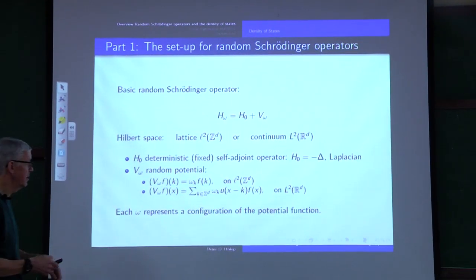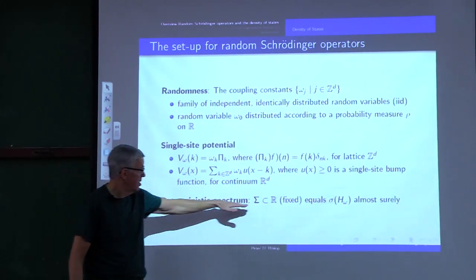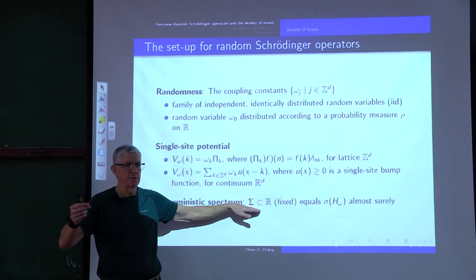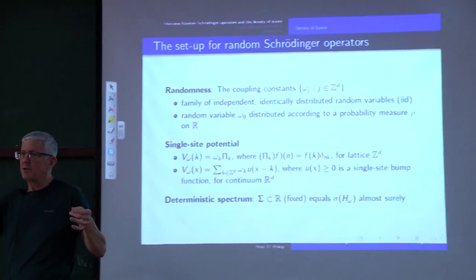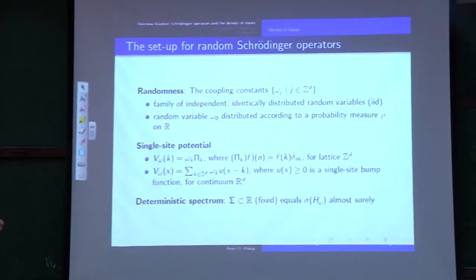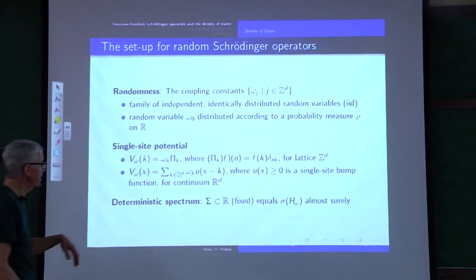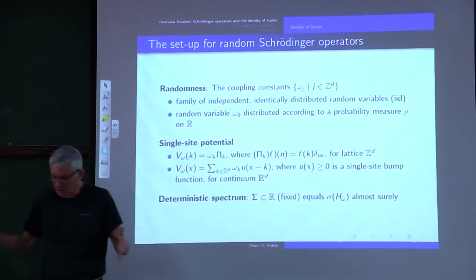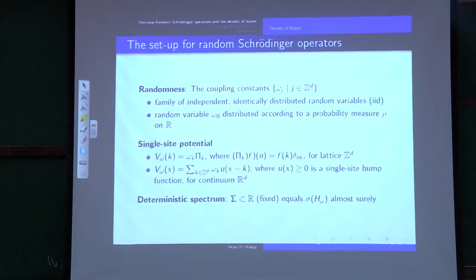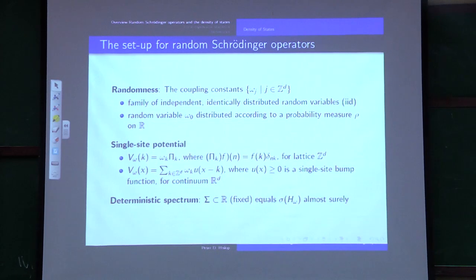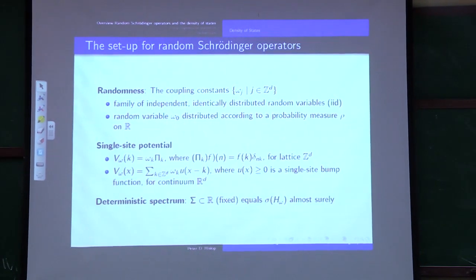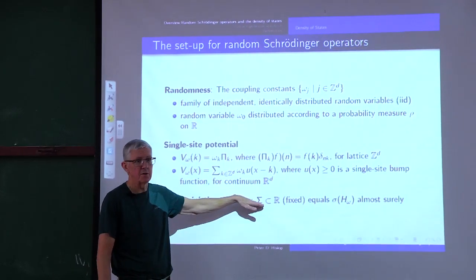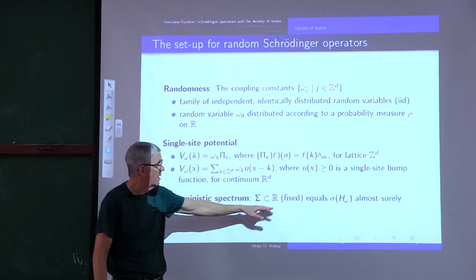And an important thing to realize here is that the spectrum, which fluctuates as you change the configurations omega, is stable if you look at almost all configurations. So there is a fixed set, sigma, I'll use in the talk, which is a closed subset of the real line, such that with probability 1, the spectrum of these self-adjoint operators is that fixed set, right? So then we can talk about the spectrum with probability 1. This is called the deterministic spectrum of this system.